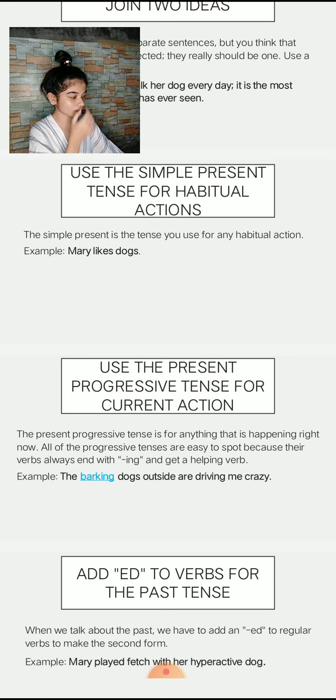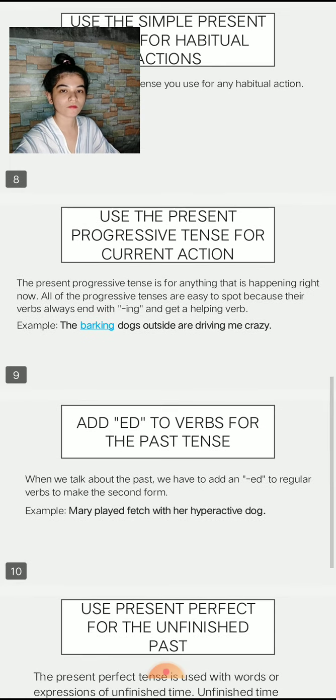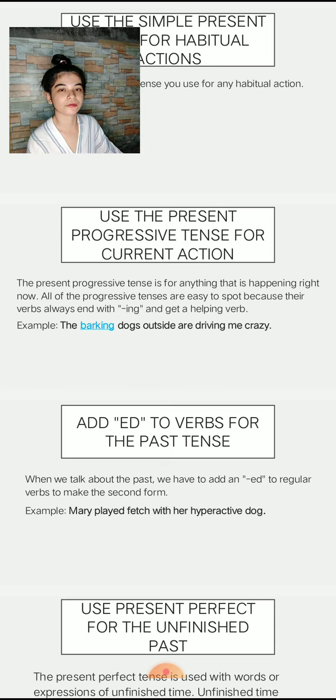So, let's proceed to use the present progressive tense for current action. So, here, all the progressive tenses are easy to spot because their verbs always end with ing and get a helping verb. So, diri siya nga rule, nahimo siya nga gerund because we put ing on the verb.